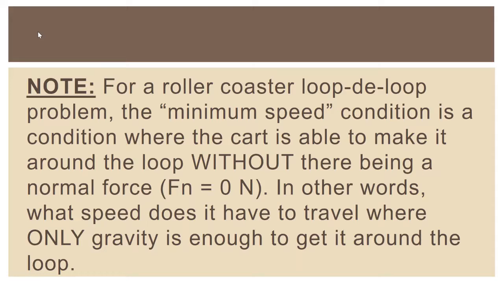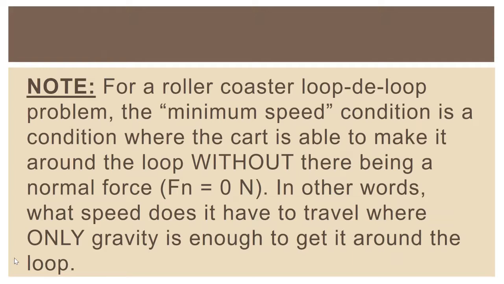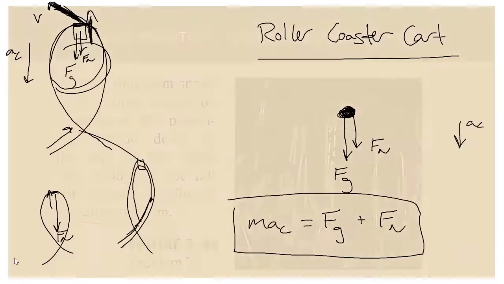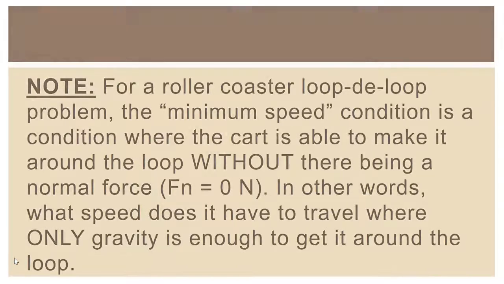Okay, so if you remember, I'm just going to pop back to it for a second. The equation that we got from this free body diagram is m a_c equals F_g plus F_N. But of course, we said in order for this thing to satisfy this minimum speed condition, the normal force is going to be 0. And so they told us in this problem, and now I'm just going to go back to, the only thing they told us was that the radius of this loop was 8.6 meters. So we have an 8.6 meter radius.